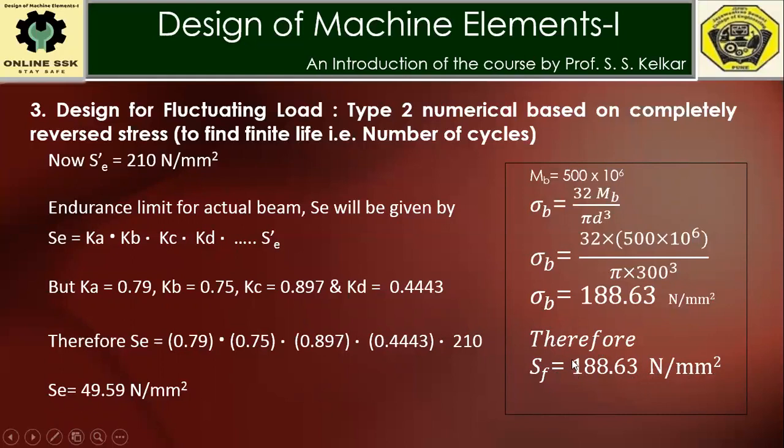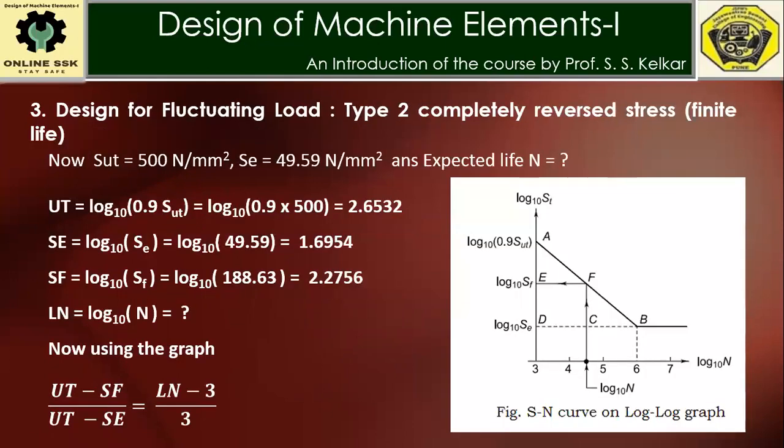Completely reversed stress developed inside the beam or the shaft is plus minus 188.63. During half of the work cycle, stress will be of tensile nature. During the remaining half work cycle, the stress will be of compressive nature.